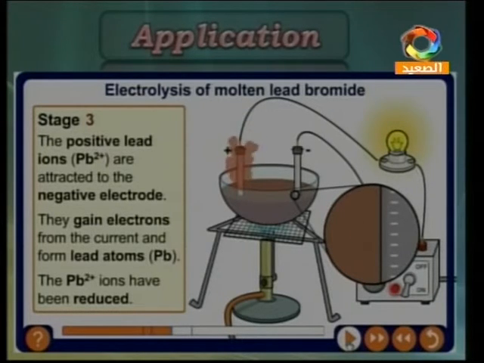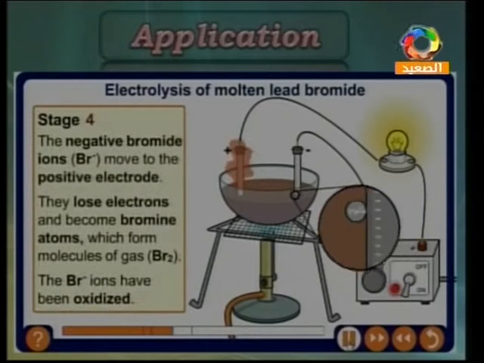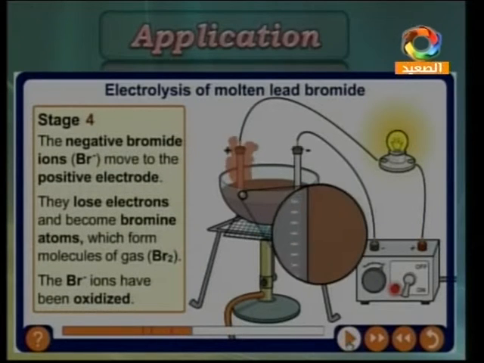After that we have the negative bromide ions. The bromide ions lose electrons, lose their electric charges, and move away from each other, forming one molecule of Br2, or bromine molecules, like this.